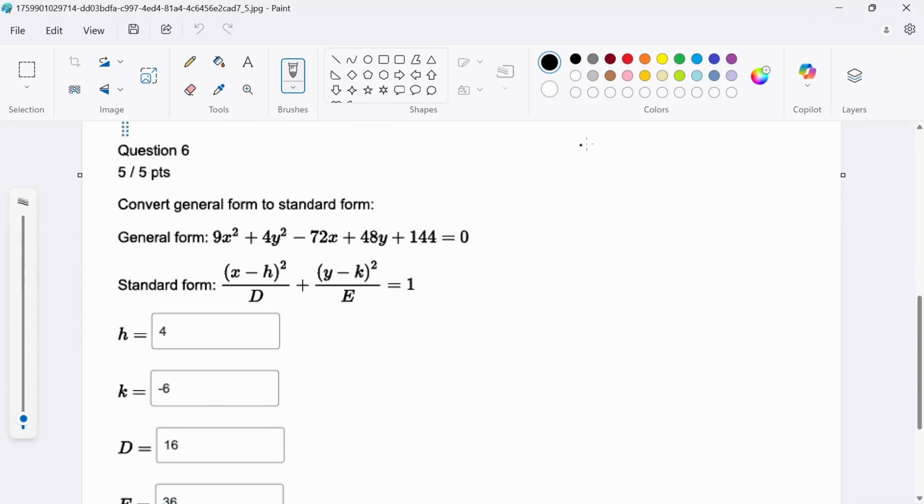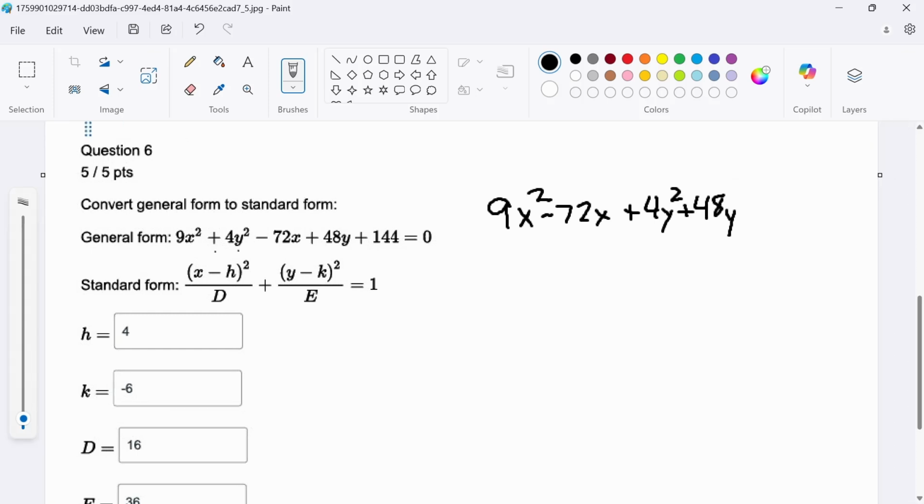Convert the general form to standard form. Remember, first of all, what is this? The signs are the same. The numbers are different. This is an ellipse. So I'm going to put the x's together. 9x squared minus 72x plus 4y squared plus 48y, and I think I'm going to need a little bit more room, equals, I'm going to subtract 144 from both sides.